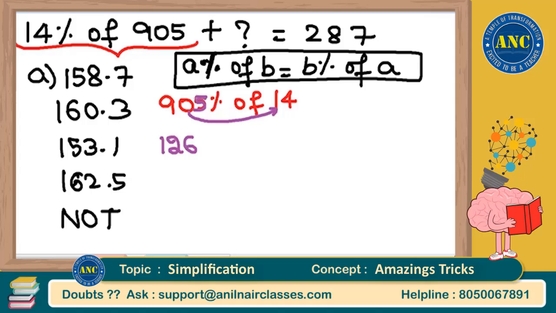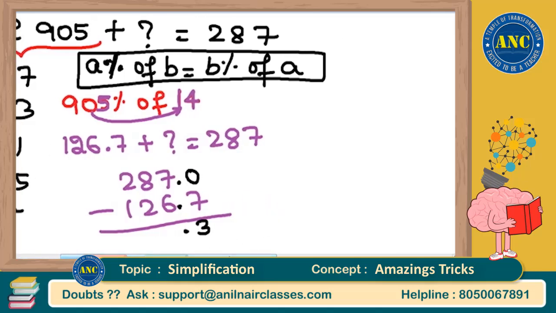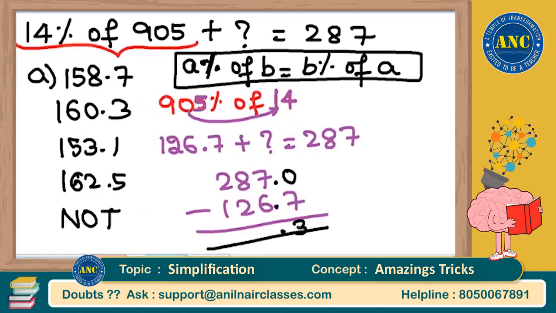Another 5% is there. 10% is 1.4, 5% is 0.7. So fast you can calculate, right, sir? Plus question mark is 287. Your answer is 287 minus 126.7. Don't use your subtraction method and simplify. Use a smarter approach. 287 minus 0.7, the answer should end with 0.3. There is only one option which is ending with 0.3.